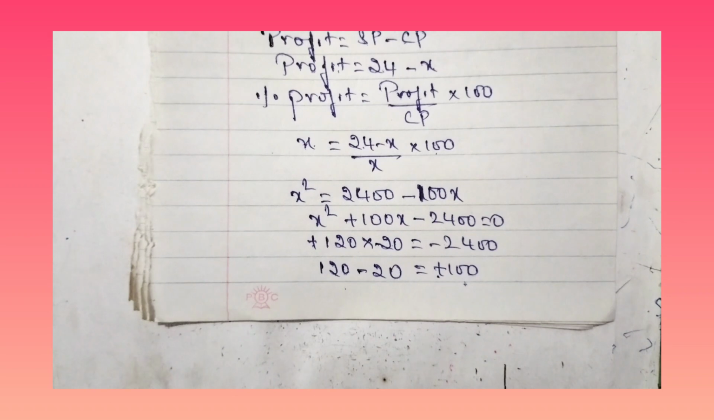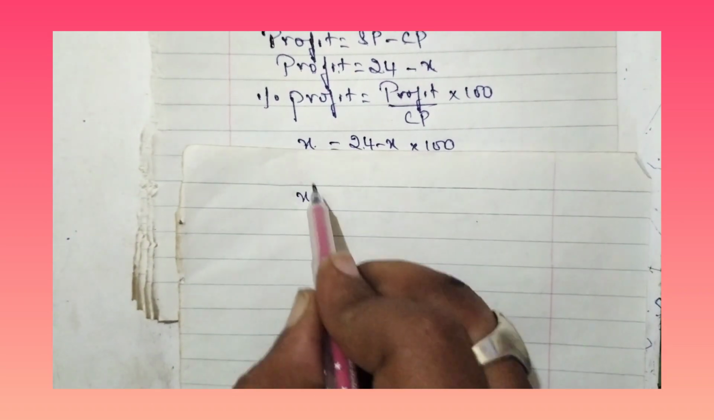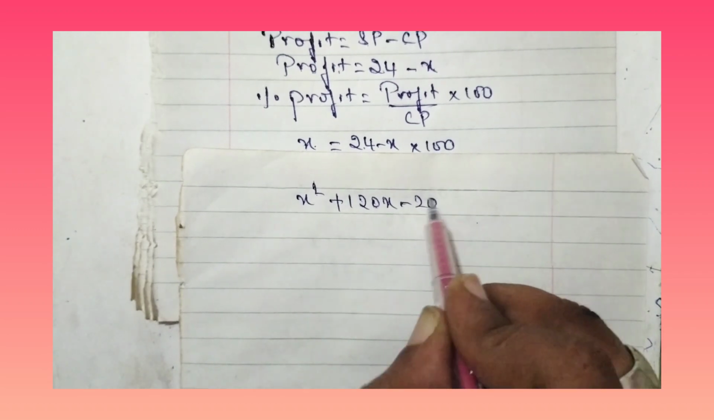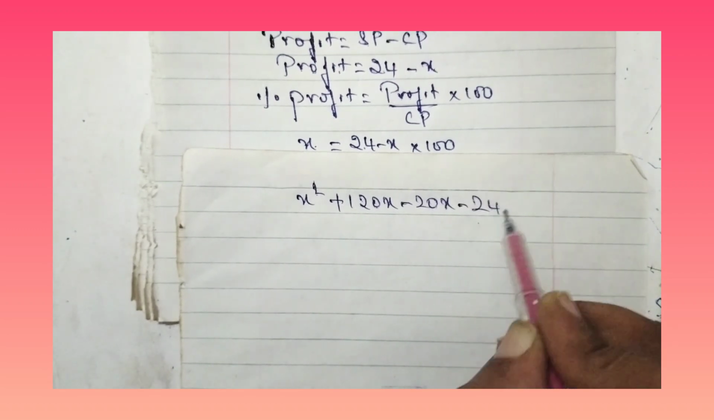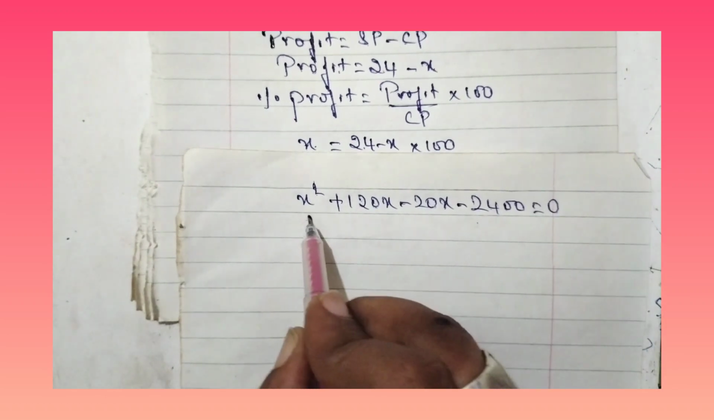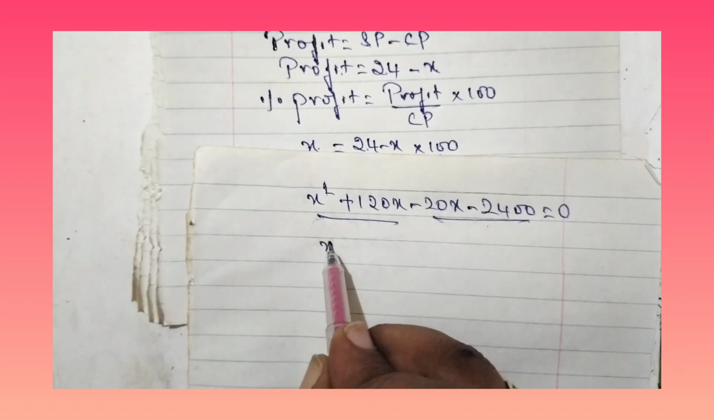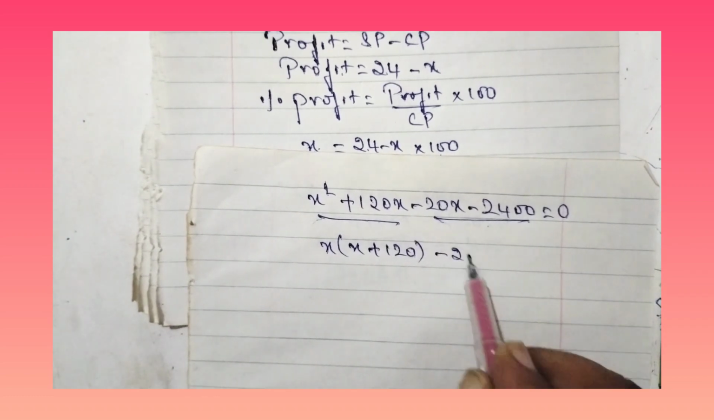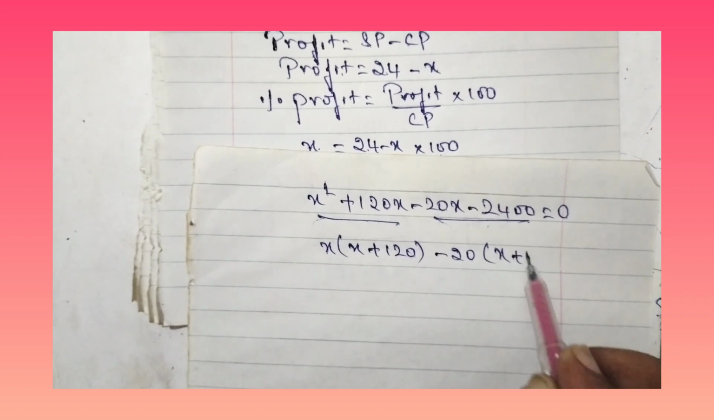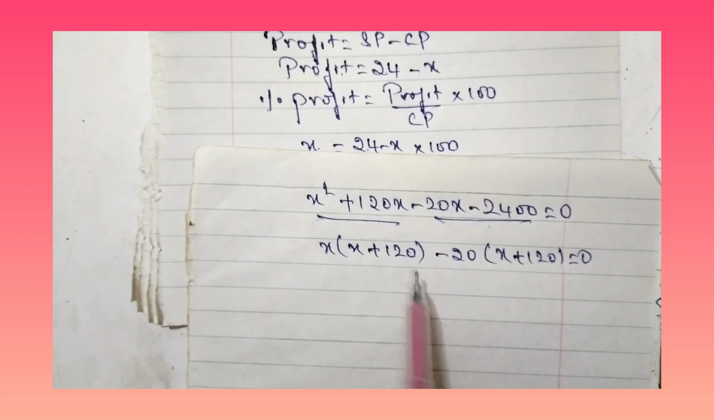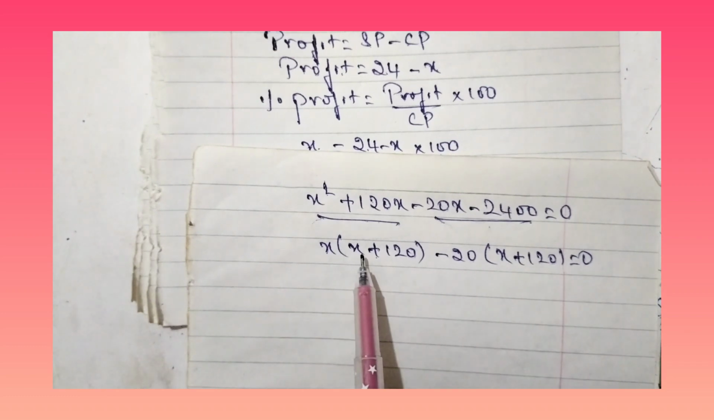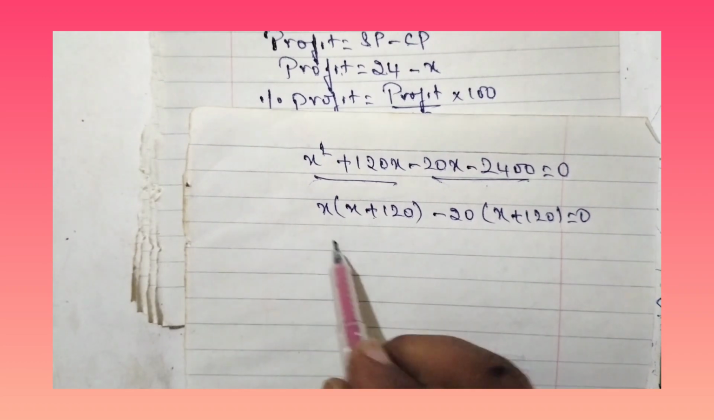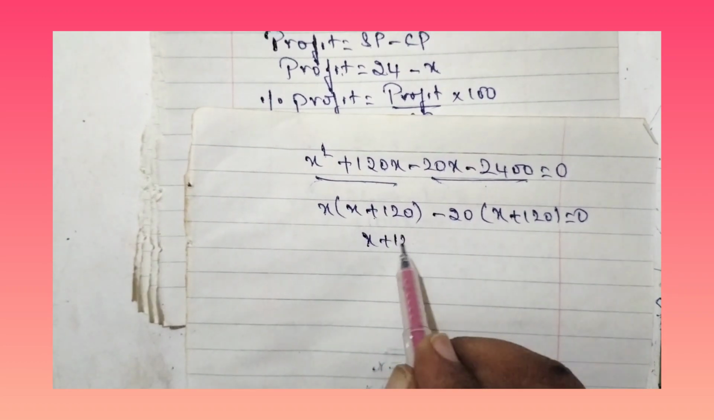So now let us factorize it. x square, 100x can be written as 120x minus 20x, minus 2400, which is equal to 0. These two are one group and these two are one group. If I take x common, x plus 120. If I take minus 20 common, then x plus 120. If I equate this to 0, then it will become minus. But x is the cost price, and cost price will never be negative.